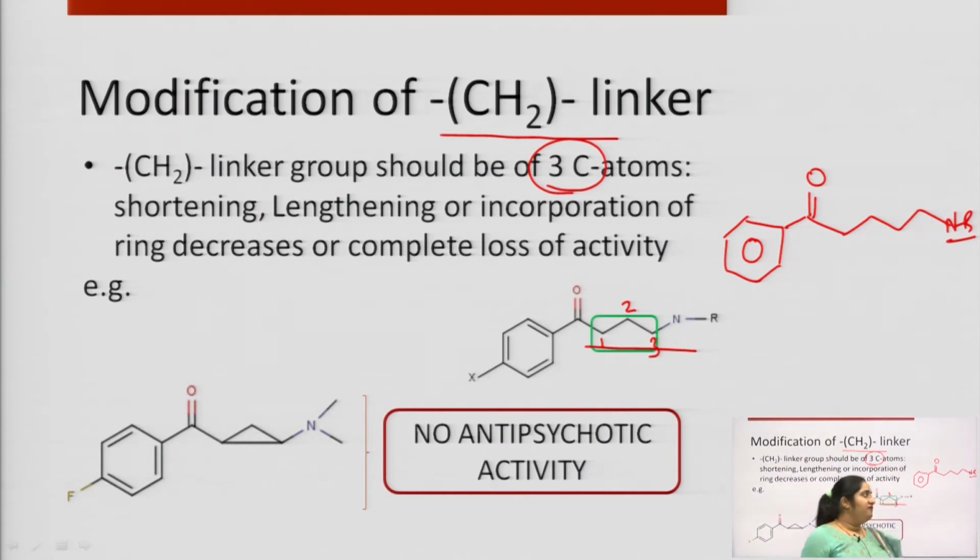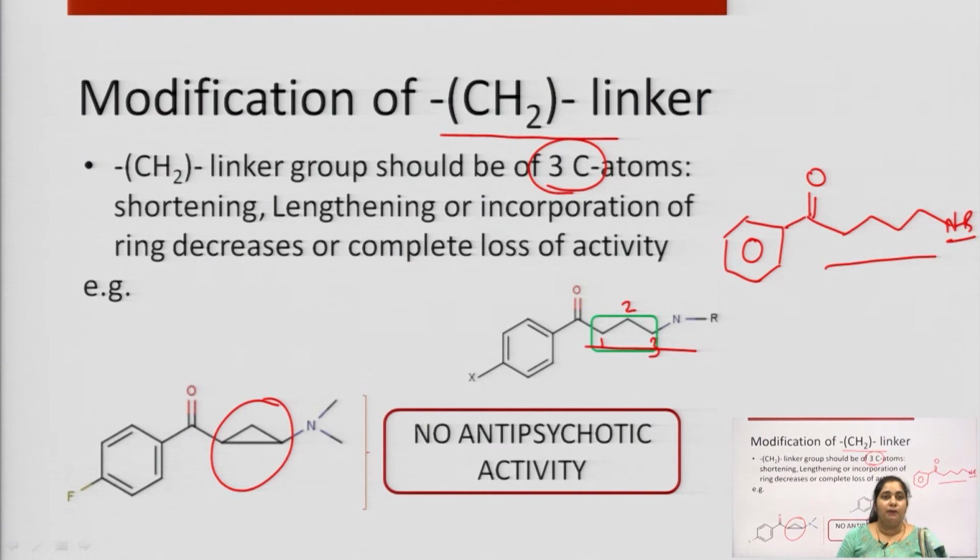Either if we increase its number, or decrease its number, or even by keeping it 3, it is 3 in this case, but by creating a ring, it is now being changed from a normal chain to a ring size. So, if we change this carbon atom into a ring, that will also decrease, and sometimes it is a complete loss of activity, means like in this example it possesses no antipsychotic activity.